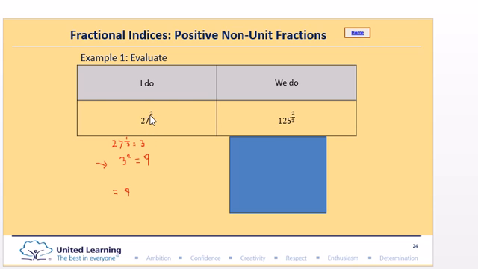But I can't forget about this 2 on the top. So I've got an answer of 3 and I've got rid of the 3 on the bottom, but I still need to deal with this 2 on the top. So if I raise 3 to the power of the numerator, the 2, 3 to the power 2 equals 9. So 27 to the power of 2 over 3 equals 9. Please pause the video and work through the we do yourselves.